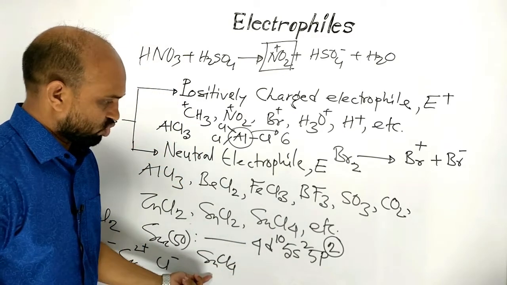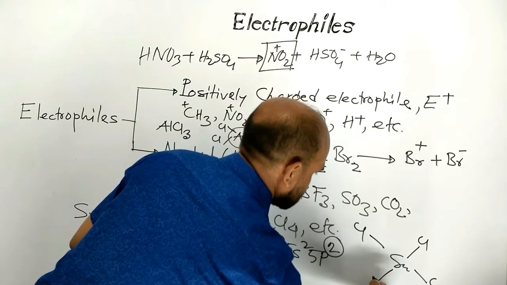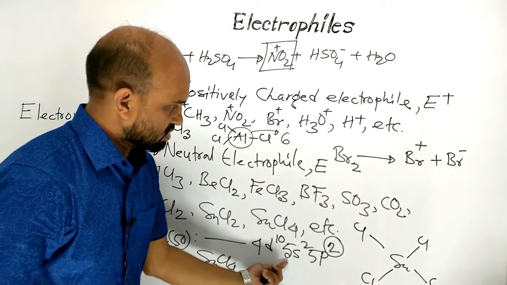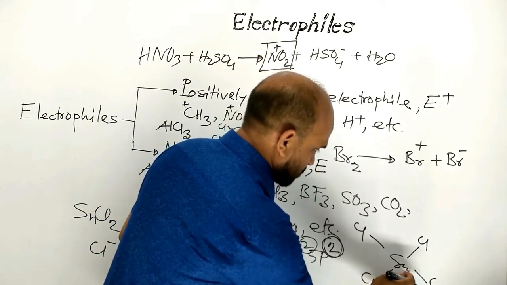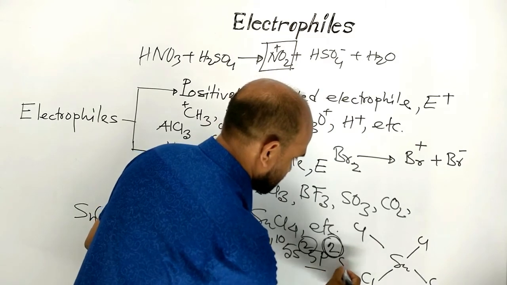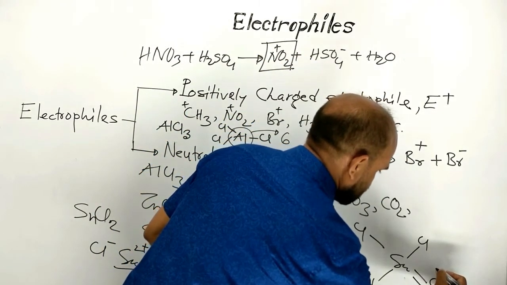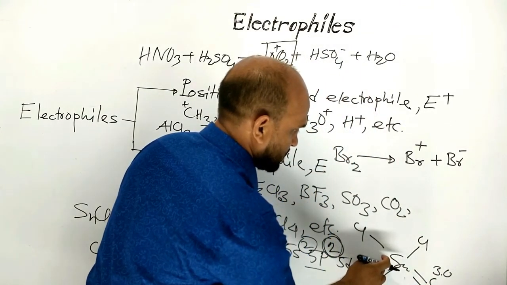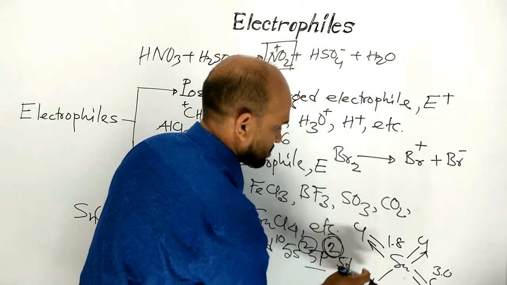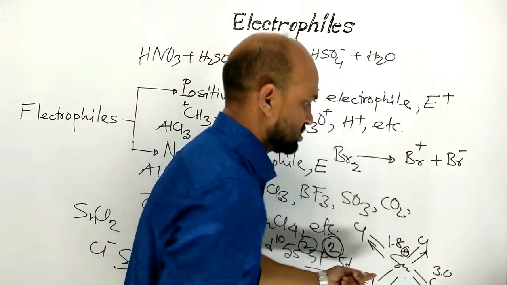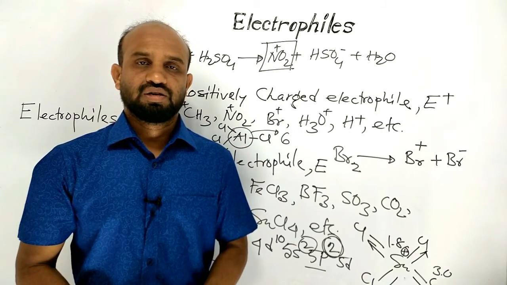Now let's see stannic chloride. Stannic chloride is a kind of covalent compound. Let's see the structural formula of stannic chloride. Here tin used these 4 electrons to form covalent bonds. After forming covalent bonds, number 1, it has 5d orbitals which are vacant. Number 2, the electronegativity of chlorine is 3.0, whereas the electronegativity of tin is 1.8. That is why covalently bonded electrons move towards chlorine and positive charge is developed over tin. Because of this positive charge, stannic chloride acts as a neutral electrophile.